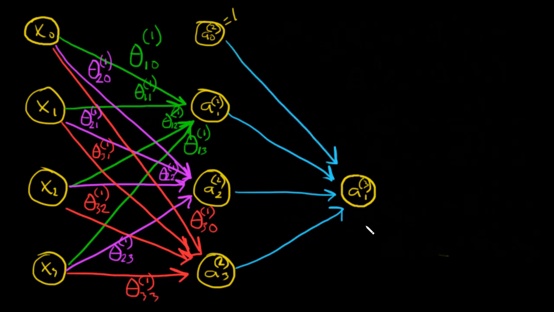Okay, so I'm now going to label all of the weights. This weight is going to be feeding from node 0 to node 1, and it starts at layer 2, so 0 to 1, layer 2. This weight is going to be node 1 to 1, layer 2. This one is going from 2 to 1, layer 2. And finally, we're going to have node 3 to 1, layer 2. So that gives us all of our weights.